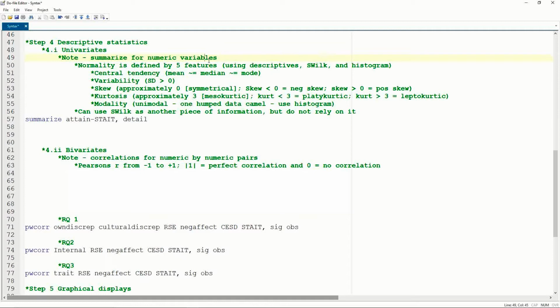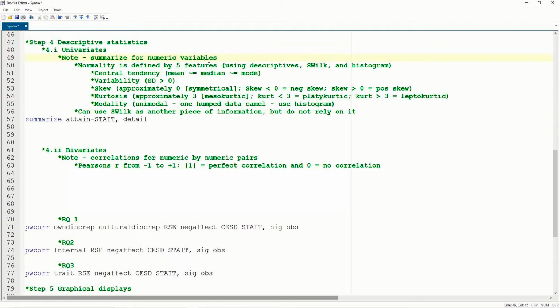It's not super important at this point. It's good to have it at this point. It's not the end of the world. But later on when we get to other analyses, this will actually be an embedded assumption. Now, just as a very quick reminder, normality has 5 features, and we use our descriptive or our summarize command.